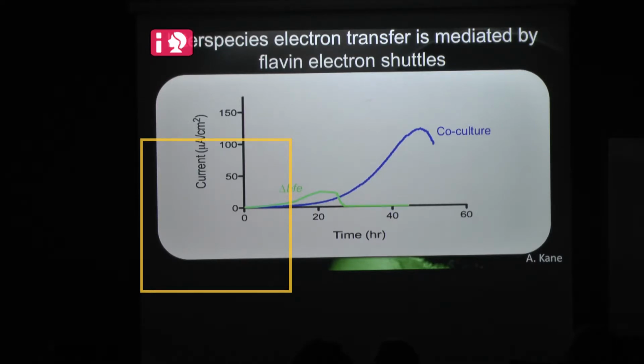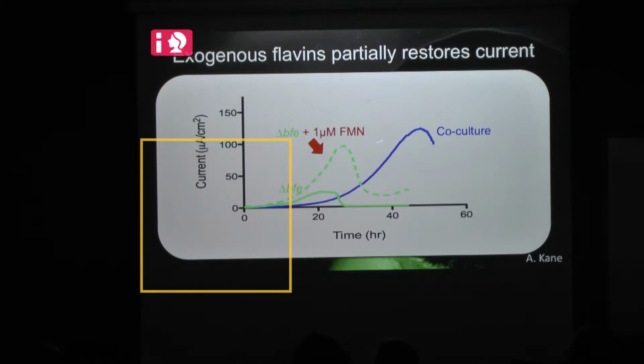And we can partially recover that activity by adding flavins back, which is consistent with the idea that at least to some extent, flavins are helping mediate interspecies electron transfer. I don't know if that happens in reality, but I'm very curious if that happens in reality.